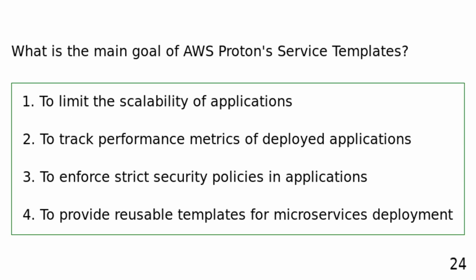What is the main goal of AWS Proton service templates? To limit the scalability of applications. To track performance metrics of deployed applications. To enforce strict security policies in applications. To provide reusable templates for microservices deployment.